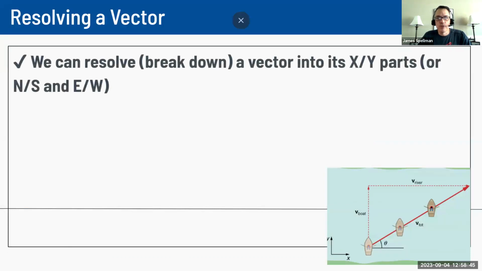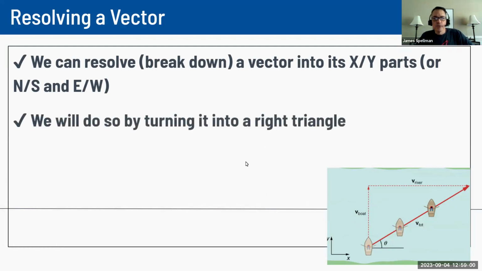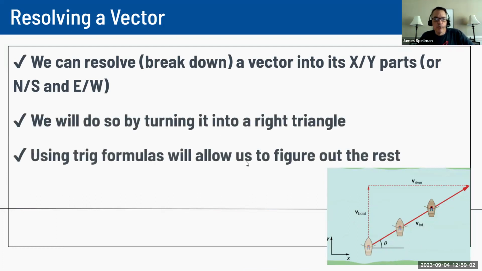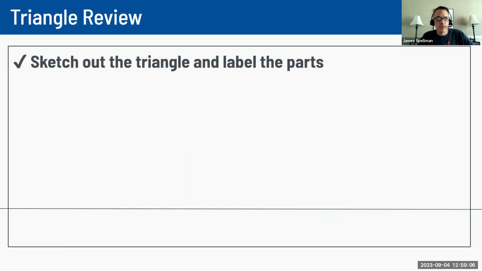That's going to be called resolving a vector. We're going to try to break it into its X and Y parts on a grid. And then you can also think of the X and Y as being parts of the compass. So the X direction would be east and west, and the Y direction could also be thought of as north and south. So we're going to do this by turning things into a triangle, and we're going to use some mathematics to be able to measure things and get numbers for stuff.